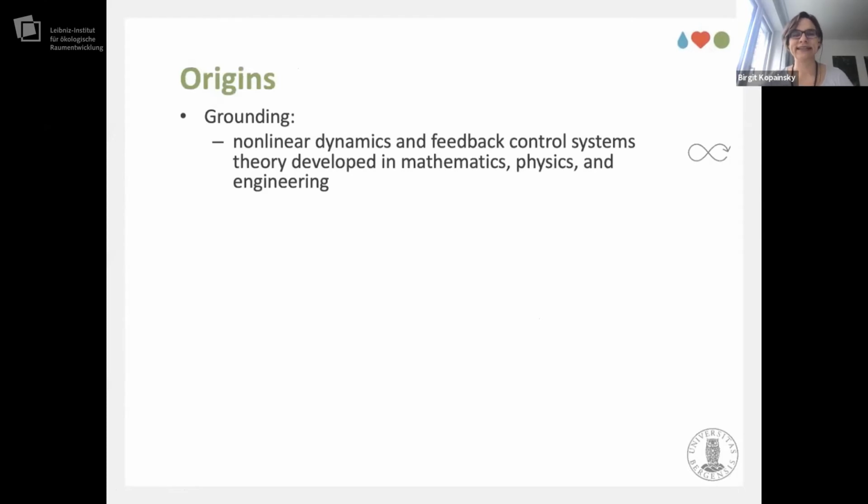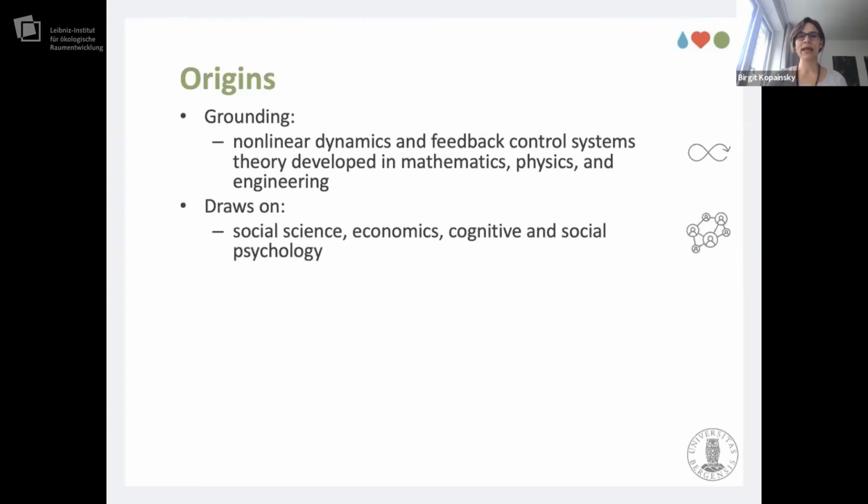System dynamics is a wonderfully weird method that is grounded on the one hand in nerdy things such as mathematics, physics, and engineering. It has to do with nonlinear dynamics and feedback control systems. But then it very much draws on social science, on economics, and on cognitive and social psychology to incorporate decision-making, to very explicitly represent the people who are inside of these systems and who make decisions about these feedback control systems.